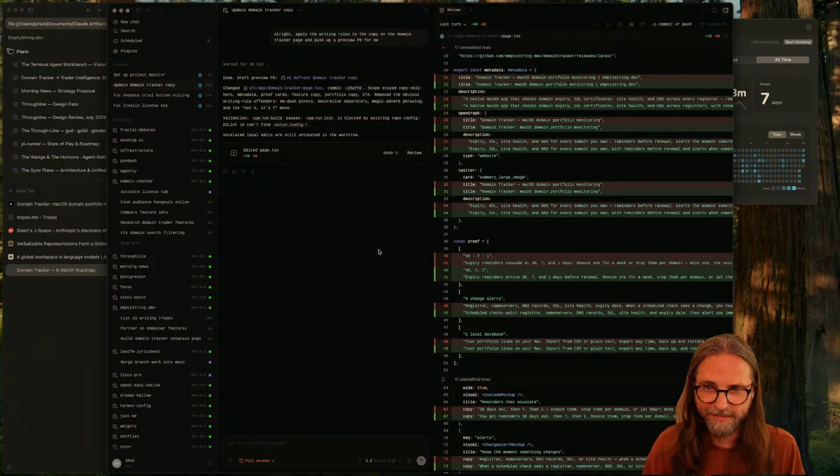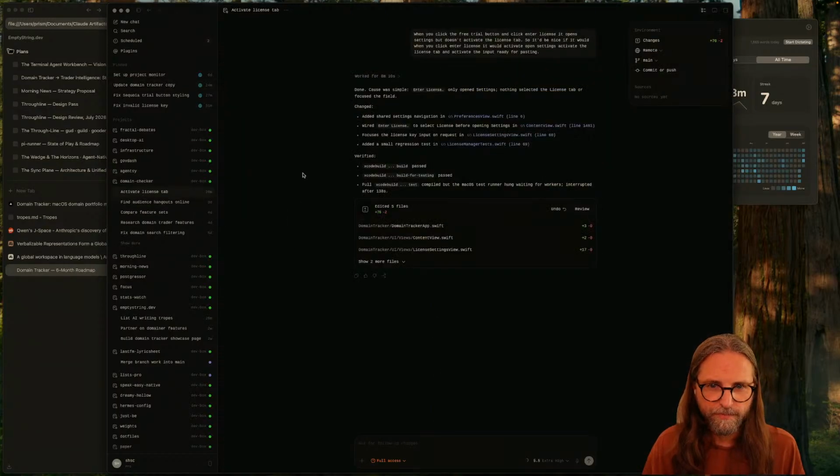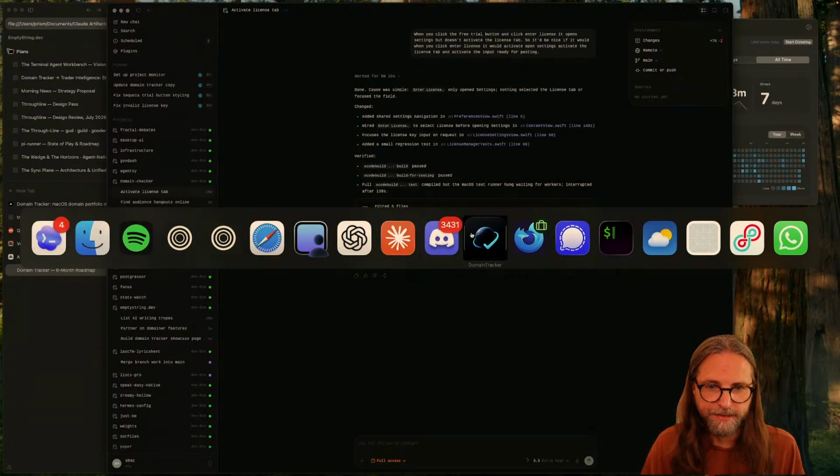School's out. Alright. Done. Cause was simple. End license, only open settings, nothing selected. Done. Right, what else do we need to do in here?